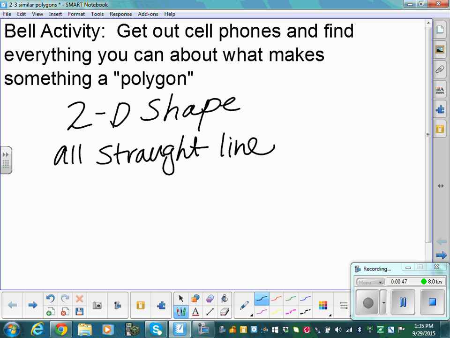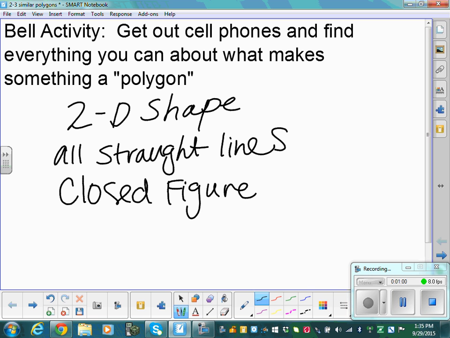Anything else? Nobody found anything besides that? A closed figure. True. It's a many-sided shape. Yeah, we'll have many sides. It has to have more than two. So literally it must have at least 3 sides.